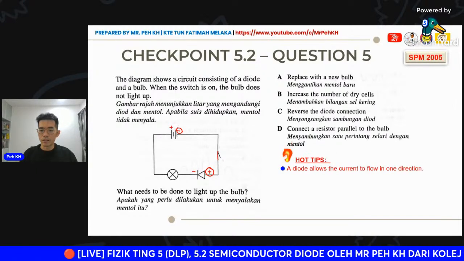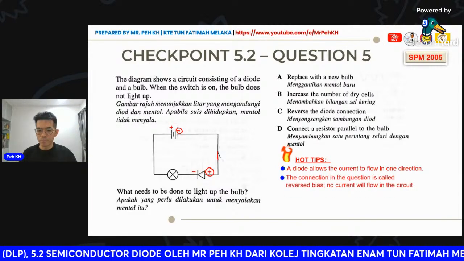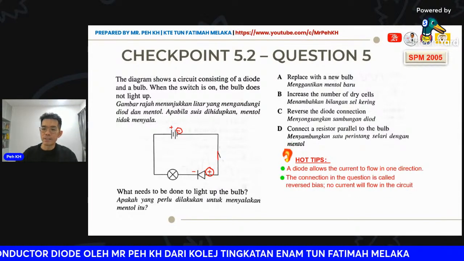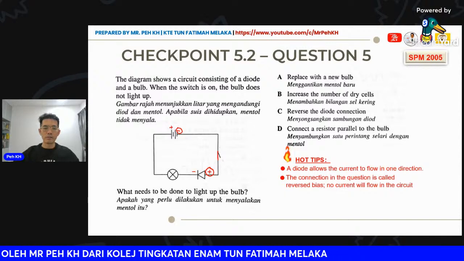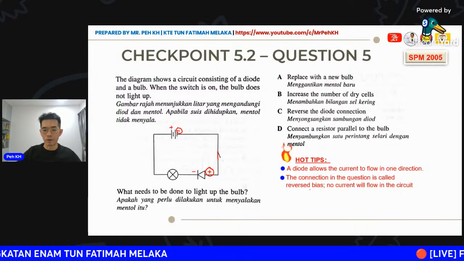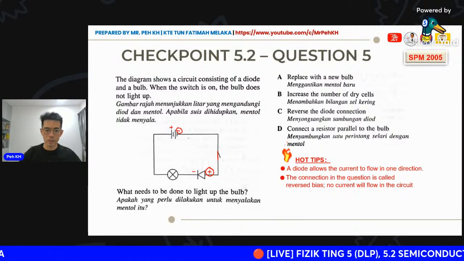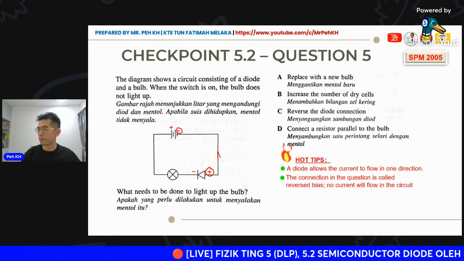Okay, so the tip here is that a diode allows current to flow in one direction. So the question asks us to change the reverse bias to forward bias because reverse bias does not allow current to flow through. Okay, the connection in this figure is known as reverse bias.